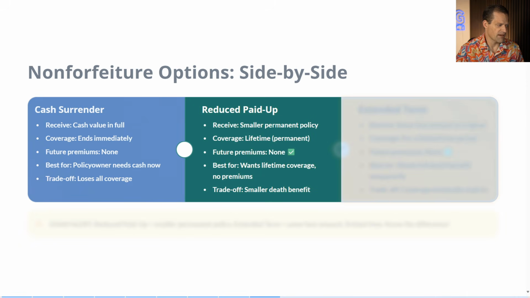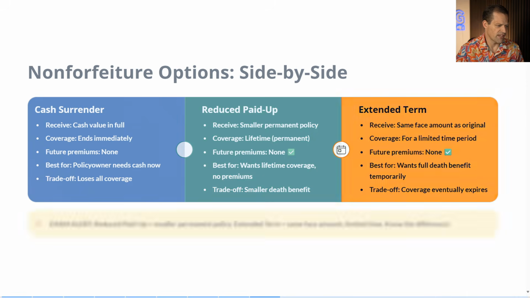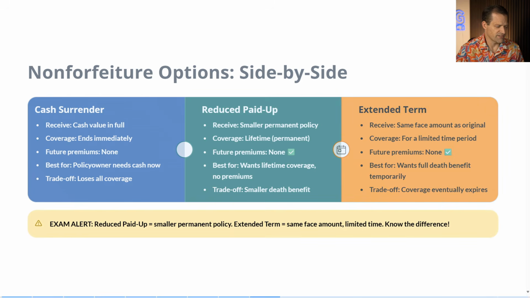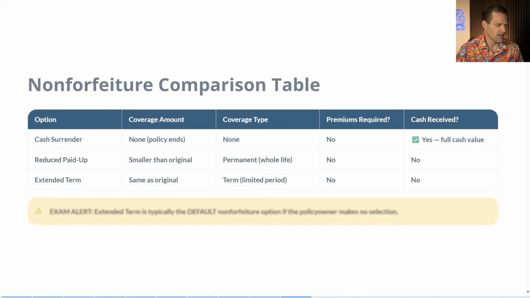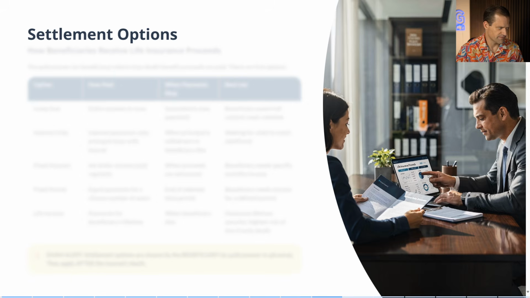So here they are side by side. If you want to take a look at those, you can. Again, for the exam, reduced paid-up equals smaller permanent policy. Okay, extended term means same face amount, limited time. Note the difference. Here's the non-forfeiture comparison table. The key thing here is extended term is typically the default non-forfeiture option if the policy owner makes no selection.